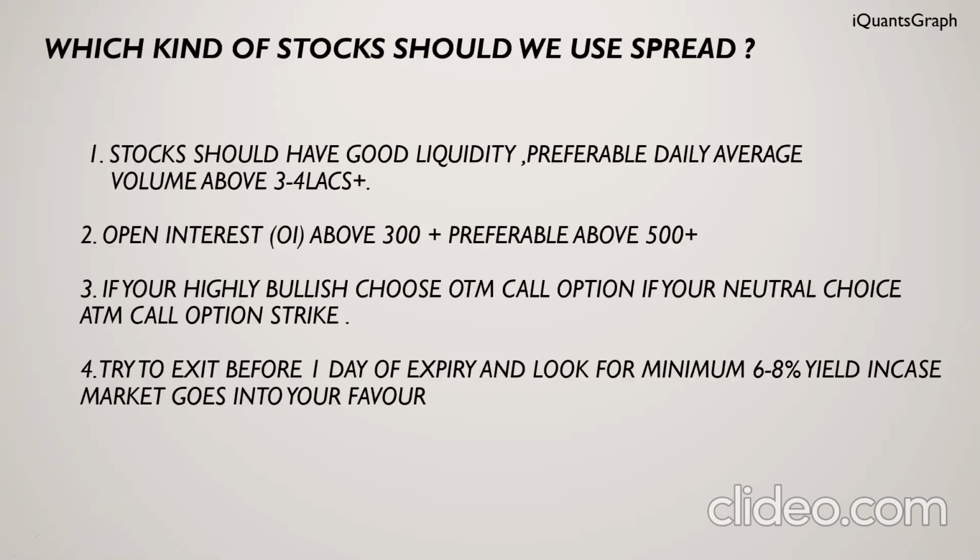Now let's understand how this works. If you are using this for stocks or any other good volume based stock, you should understand these 4 parameters. The stock should have good liquidity, preferably a daily average volume above 3 to 4 lakhs. Only then the option will be useful for you. Open interest should be above 300 plus, preferably above 500 plus. If you're highly bullish, choose an OTM call option. If you're neutral, choose at the money call options. So you know what is OTM and what is at the money. If not, please review my previous video so that you'll understand better.